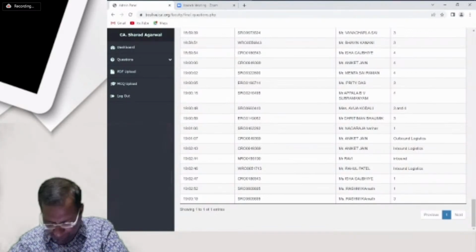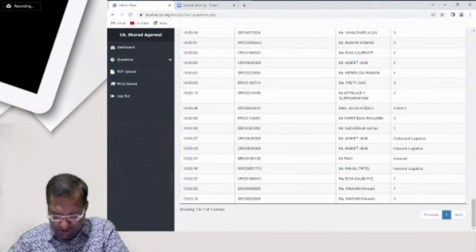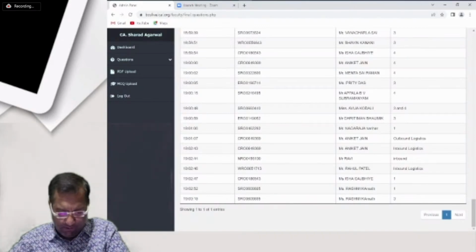Okay, Rashmi, beta. As per Rashmi, it's activity number 3, outbound logistic. What do others say? So the correct answer is outbound logistic.